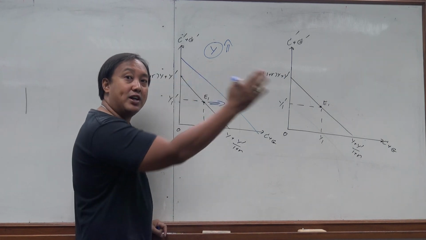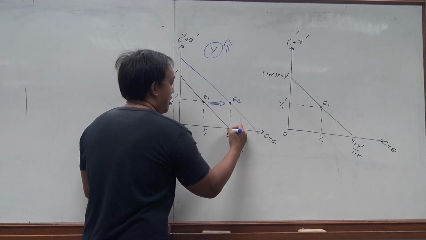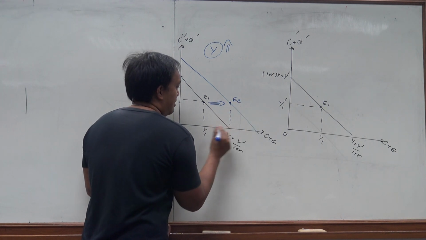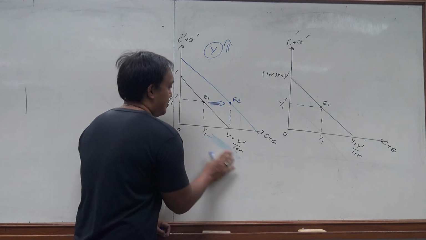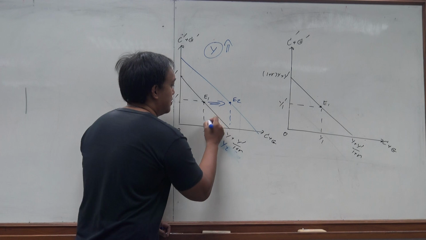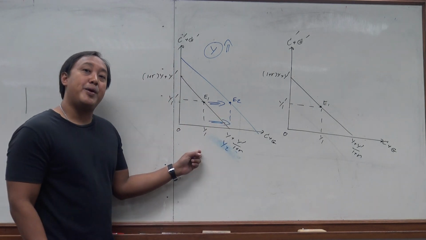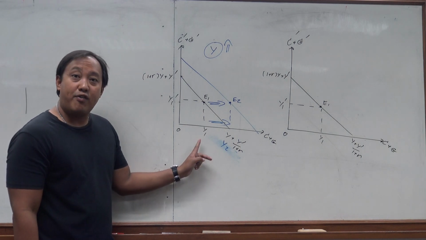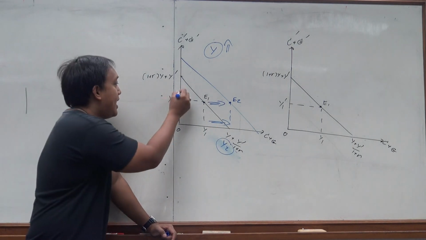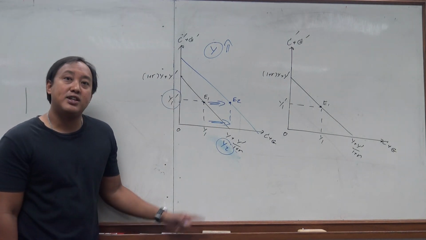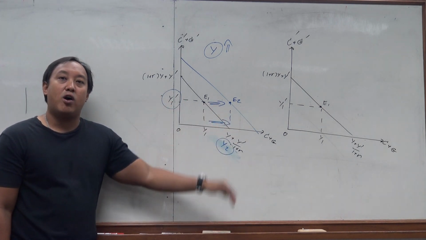The endowment point is going to move horizontally to the right, from E1 to E2, from Y1 to, let's say, Y2, like this. As you can see, if today's GDP increases from Y1 to Y2, tomorrow's GDP is still the same, Y1 plus. So this is a case of today's GDP increasing. The endowment point moves to the right horizontally.